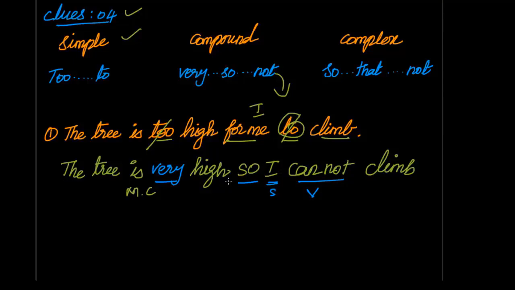The tree is very high, one complete meaning, so it is a main class. So is the conjunction, and also I can't climb the tree. It is also one complete meaning, so here also is one main class. So that is why it is called a compound sentence.